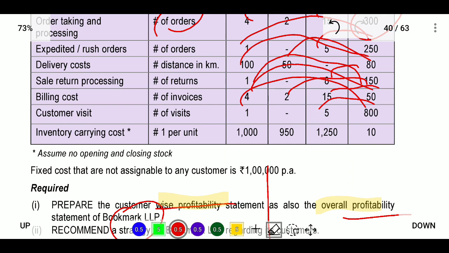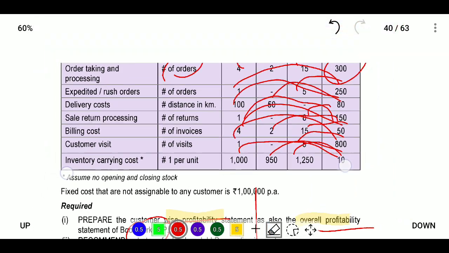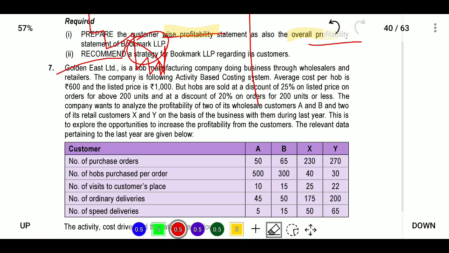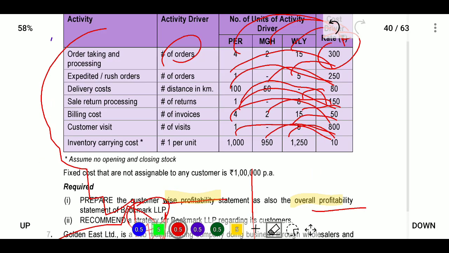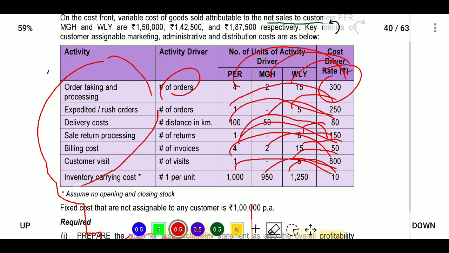And inventory cost, carrying cost, they provided directly: 10 into 1000, 10 into 9050, 10 into 19. So we will get all from this calculation, we will get the total, and we will get all the variable cost. And from the above, we calculated sales minus sales return minus discount to get net proceeds. After that we will get the variable cost, and after that we will allocate this expenditure, and from that we will get the total profit.